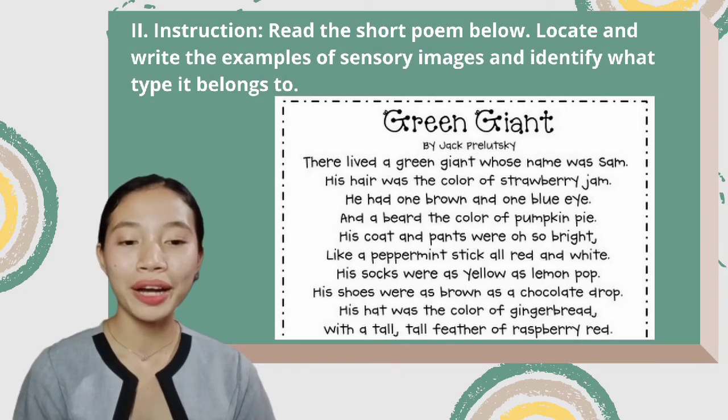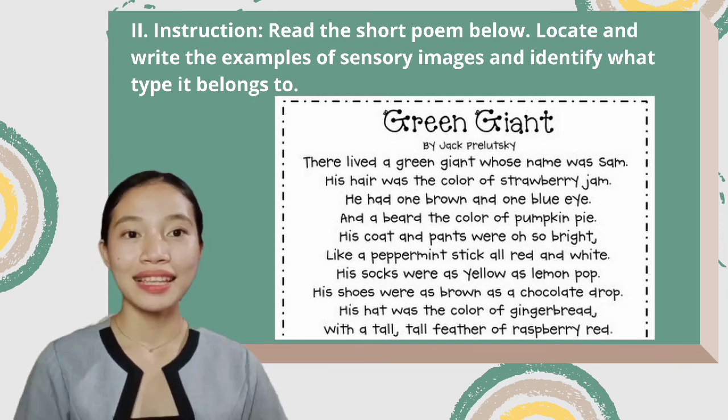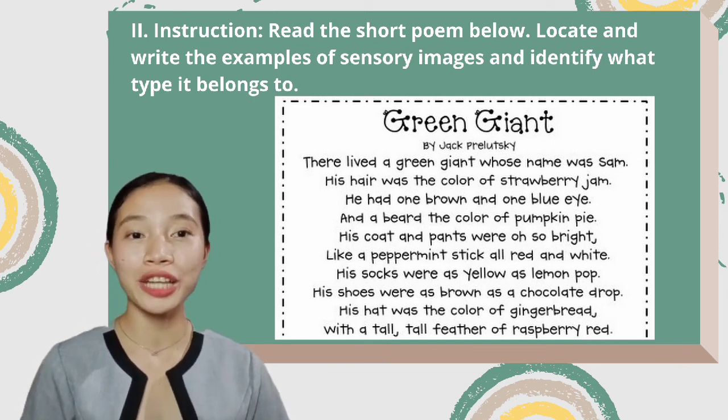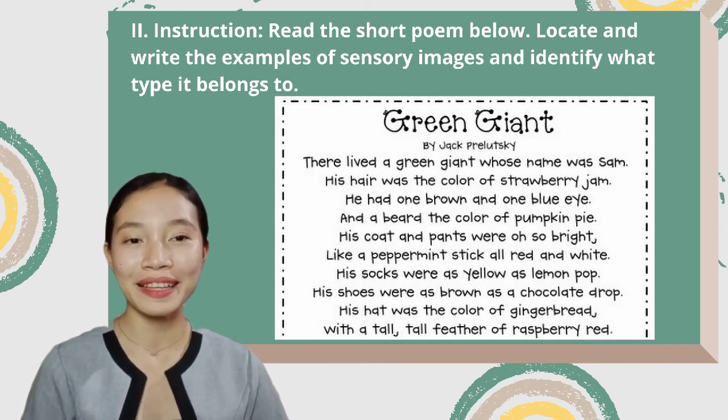For the next part, read the poem below, locate and write the examples of sensory images that are present in the poem, and then identify what type it belongs to. This poem is entitled Green Giant by Jack Prelutsky. Are you done? So let's assume that the students have answered their task and already submitted their answers.